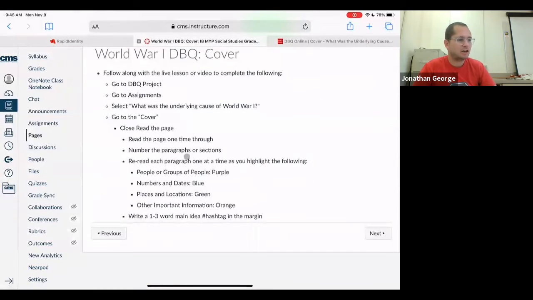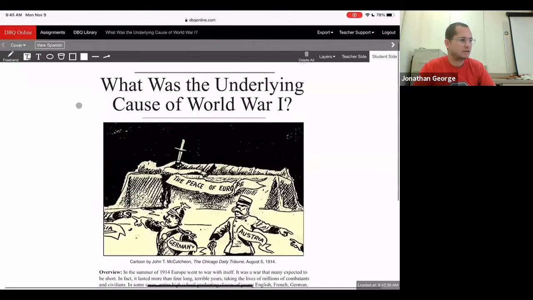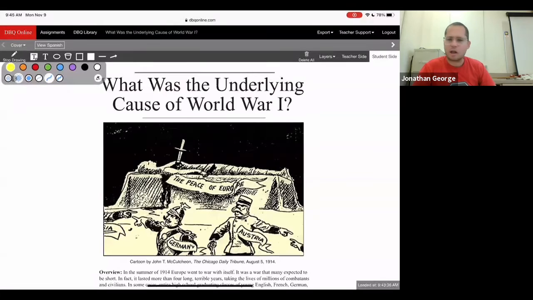Second step, number the paragraphs or sections. Go ahead and do that now, please. So again, I go to freehand. Last time we either did a text box, or we wrote with the mouse, or you could do a sticky note. You decide, but please number the sections or paragraphs.